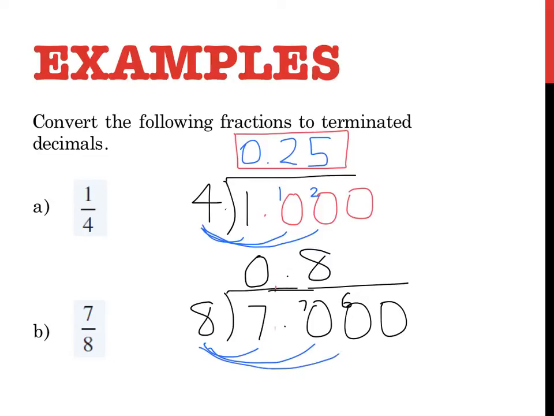How many times does 8 go into 60? Well, 8 goes into 60 7 times, okay, with a remainder of 4. How many times does 8 go into 40? Well, actually, yay, it goes into 40 an even number of times. So my terminating decimal, or my decimal that stops, for 7/8 is 0.875.